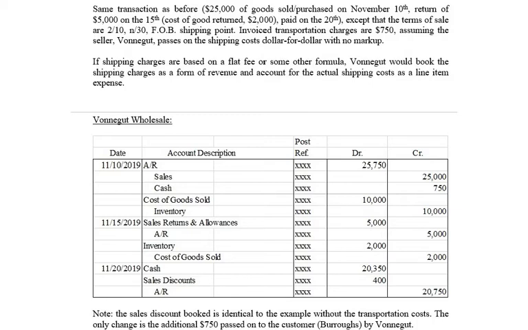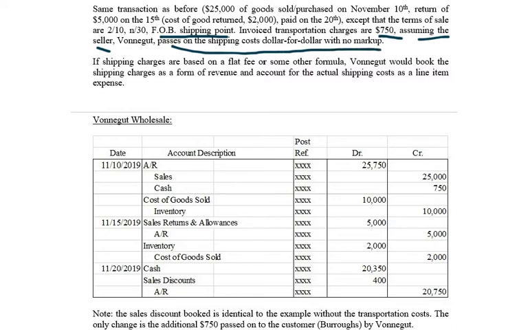So again, we have $25,000 of goods that were either sold or purchased on November 10th. $5,000 was returned on the 15th with a cost of $2,000, paid on the 20th. But now we're going to add 2/10, net 30, and F.O.B. shipping point. Invoice transportation charges are going to be $750.